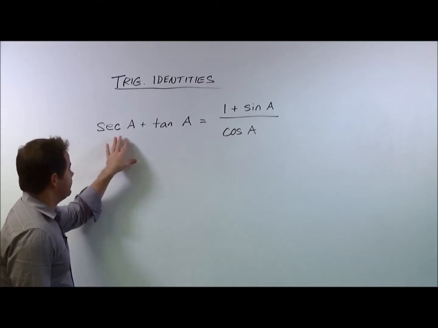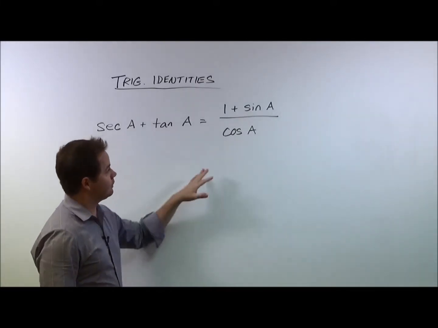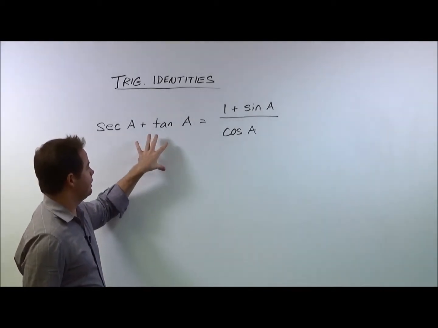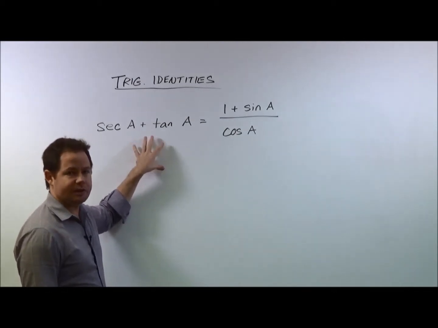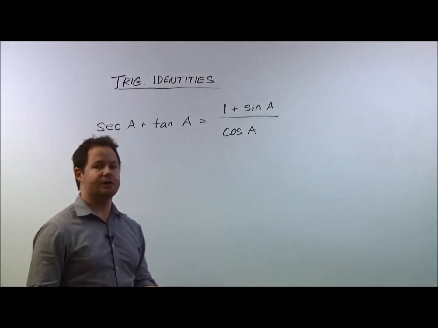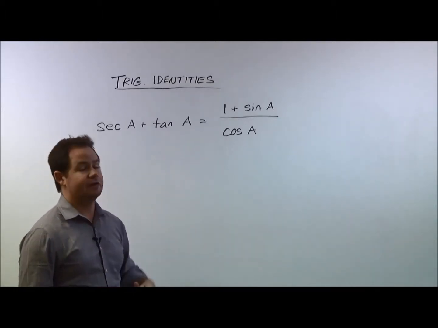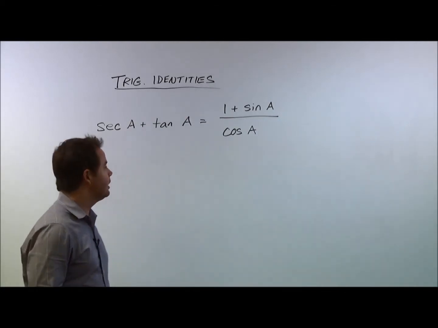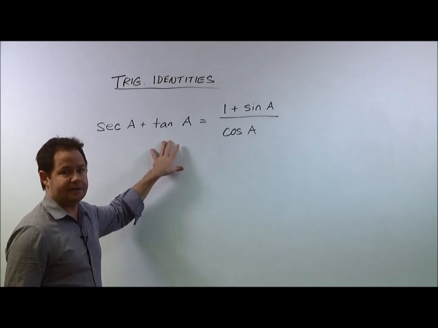So here we have secant of A plus tangent of A equals 1 plus sine of A over cosine of A. And we want to see if we can somehow prove that this is true by manipulating only one side of our equation. And that's the key. Whenever you have these problems where it says verify the following equation or verify the trig identity or prove that it's true, any of that kind of wording, you want to make sure that you work with just one side of the equation at a time.